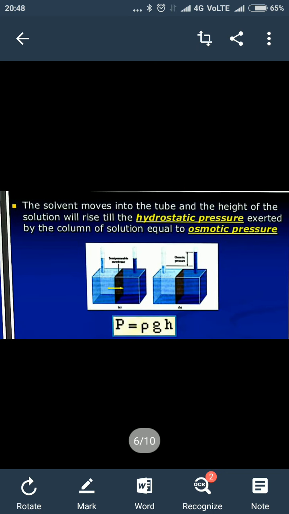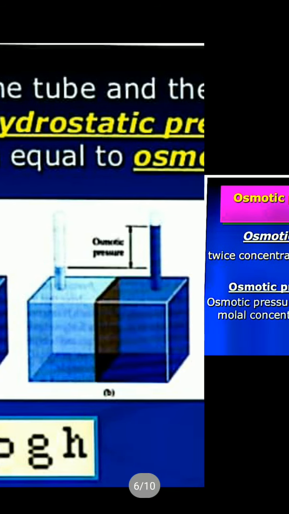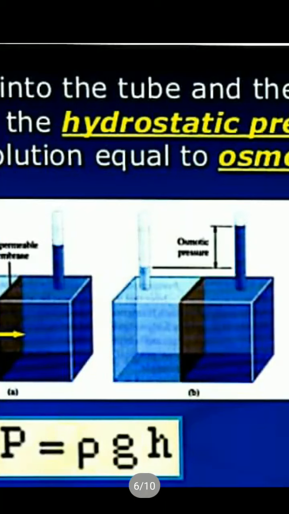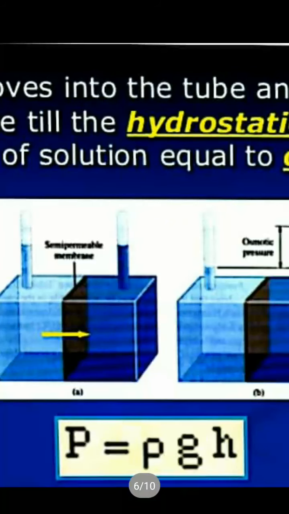See, here we have two solutions separated by a semi-permeable membrane. The solution of right hand side is more concentrated than the solution of left hand side. So the solvent particles move from left to right, and the water level in right side increases up to the height h. This is known as hydrostatic pressure. P is equal to rho gh, where P is the pressure, rho is the density of the solution, g is the gravitational force, and h is the height.